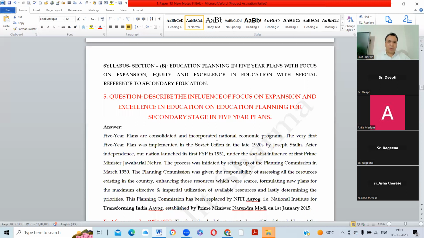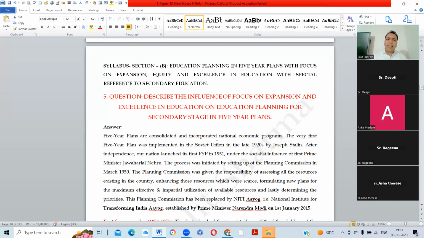Right, now the 5th question, which has also come in last year's paper. Today we are talking about the first paper, educational policy and research. Look, this is a very lengthy question, but it will definitely come again. Describe the influence of focus on expansion and excellence in education on educational planning for the secondary stage in 5-year plans. All right. So guys, what do you have to do in this question? That's why I have told you, there are 3 papers in your syllabus. One is educational policy and research. Second, inclusive education. Third is life skill education.